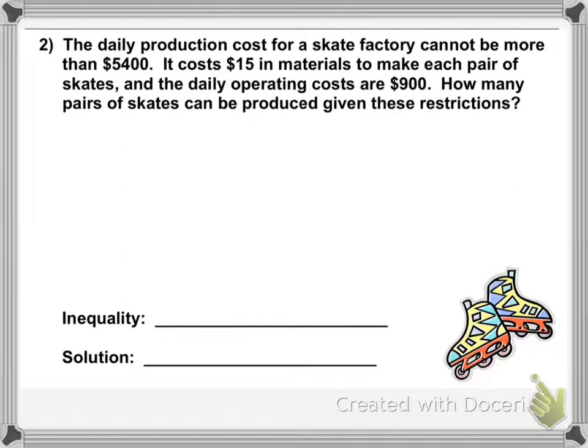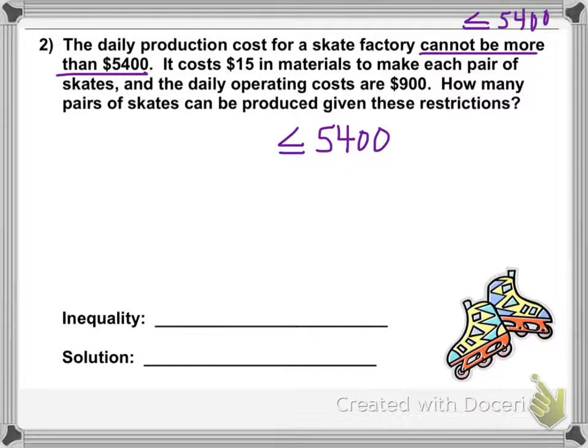All right, the daily production cost for Escape Factory cannot be more than $5,400. If it cannot be more than, then that means it's got to be less than or equal to that $5,400. So that's going to be part of our inequality. More than would be greater than. The opposite of greater than would be less than or equal to.